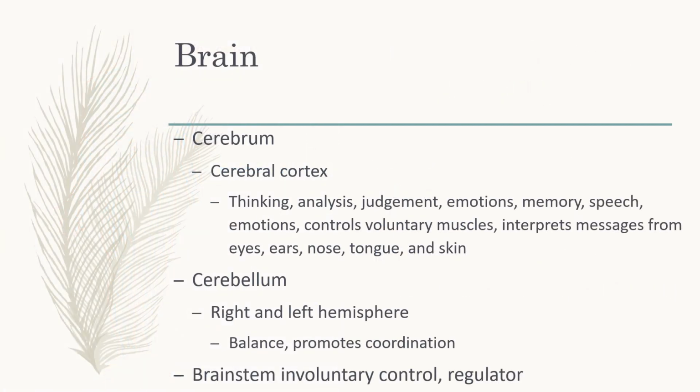So your brain is divided up into sections as well. You have your cerebrum. It contains the cerebral cortex, which is where your thinking, analysis, judgment, emotions, memory, speech, controls voluntary muscles, and interprets messages from the eyes, ears, nose, tongue, and skin. Then you have your cerebellum. It contains the right and left hemisphere, and they promote coordination and balance. Your brain stem is what controls the involuntary muscles. Think of it as your regulator.